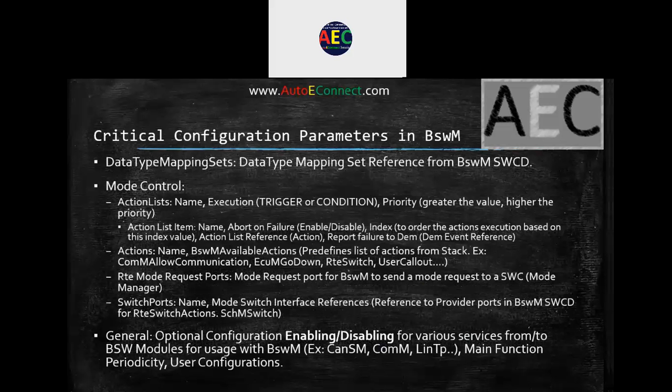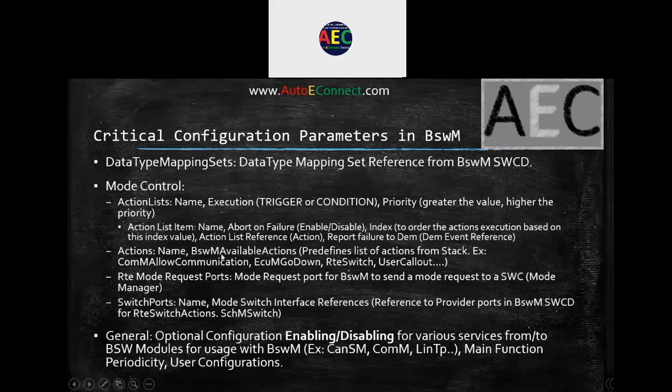Once this is done, we will see the next important thing, that is the mode control. We have seen the mode arbitration. Now the rules are executed, the logical expressions are verified, and then we have either a true action list to be executed or a false action list to be executed. So we have to define those action lists. I'll go in sequence. Before going to the action list, first we should configure the actions.